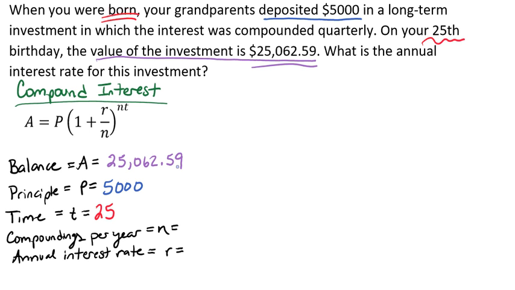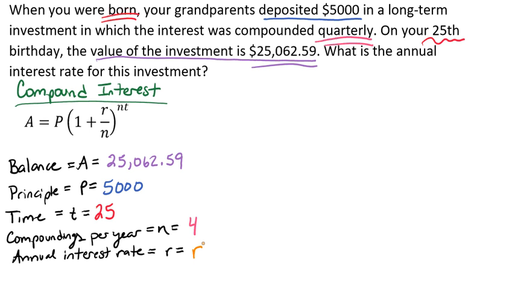And it says how many times a year it was compounded. And it said it was compounded quarterly. So think of a school year. How many quarters are in a school year? 4. There are also 4 quarters in a year. So a quarter would be 4. And it says, what is the annual interest rate? Which means that's what we don't know. That's what we're looking for. So R is just going to be an R.